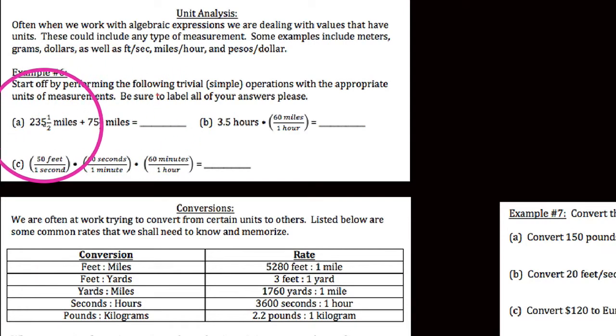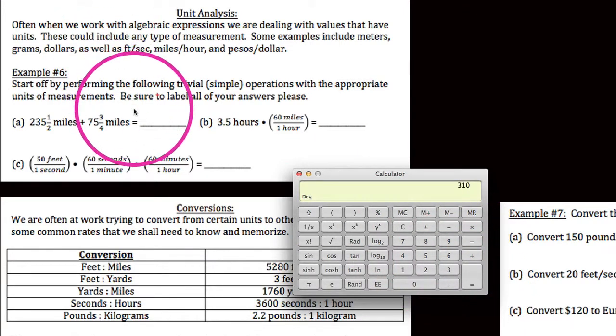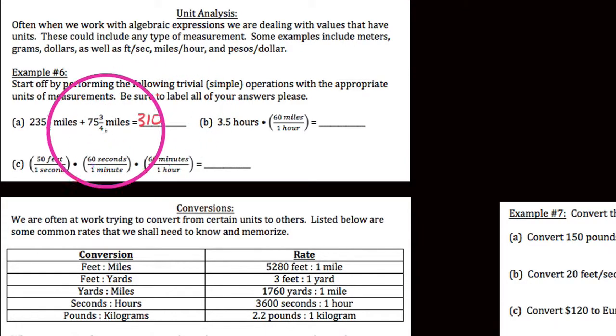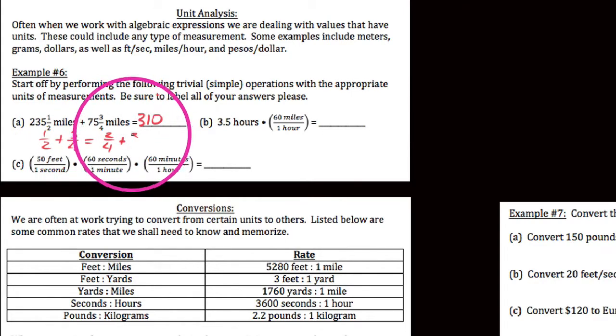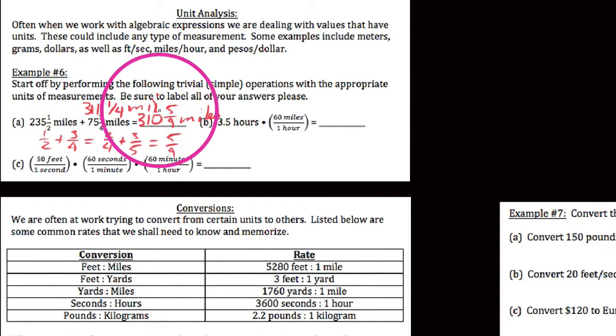So, for example, if we were to add miles plus miles, we would get miles. Of course, 235 plus 75. Let's see here. We say 235 plus 75. We'll take the short way here. I get 310. So we have 310, and then down here we'd have a half plus 3/4, which is the same thing as 2/4 plus 3/4, which is 5/4. So we'd say 310 and 5/4, and this would be miles. And of course we would want to rewrite this as 311 and 1/4 miles. But the point here being that we need to label it.